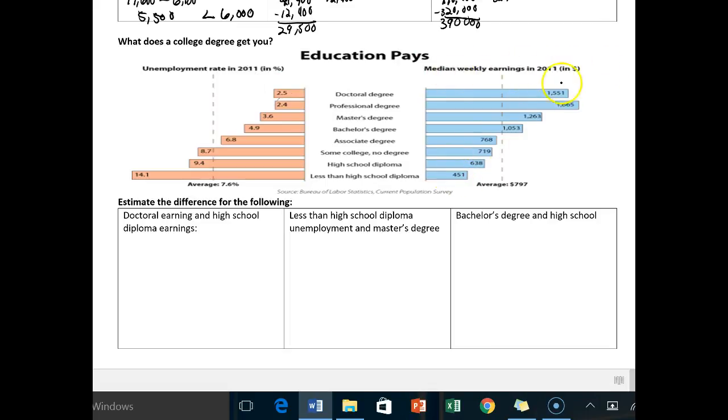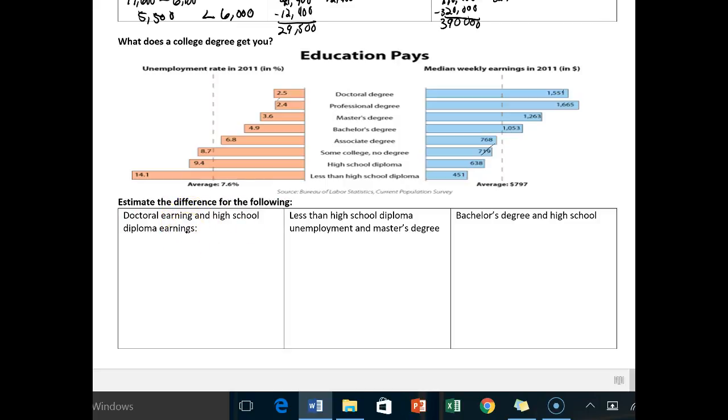So the amount of money you make is about $451 per week if you don't get a high school diploma, versus if you get all this education, like your doctoral degree or a professional degree or a master's degree, you're making over $1,000, sometimes close to $2,000 per week. All right, so estimate the difference for the following: a doctoral earning and a high school diploma earning.